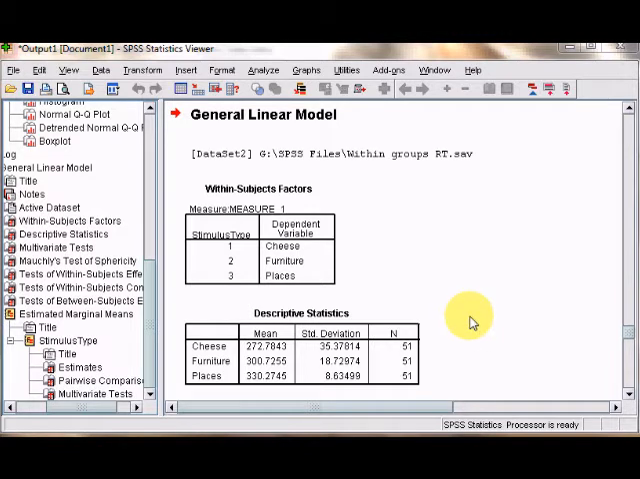Now the output for a within groups ANOVA looks like this. General linear model, that's what you've done. It reminds you of the three levels of your variable. So 1, 2, 3, cheese, furniture, places. You have a table of descriptive statistics.